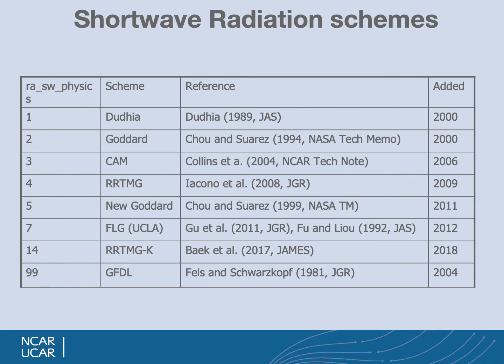This slide summarizes the schemes we have in WRF. Again, RRTMG, the shortwave option, is probably the more popular one, but we also have a new Goddard scheme, which is in some ways faster. And there's RRTMG-K, which is a Korean version of RRTMG that adds some efficiency. But this summarizes the schemes.